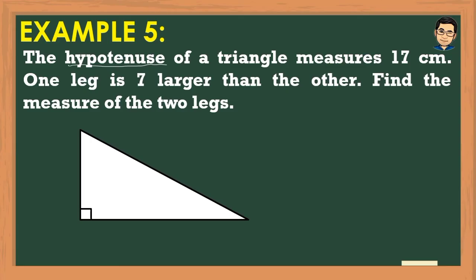Okay. So, i-label po natin. So, yung hypotenuse, ito po siya. Itong pinakamahaba na to. So, magiging 17 centimeters. And then, one leg is larger than the other. So, for example, this part, magiging x siya. And then, yung isang leg niya magiging x plus 7. Okay. Yan po. So, ganyan po yung tamang pag-represent sa illustration.